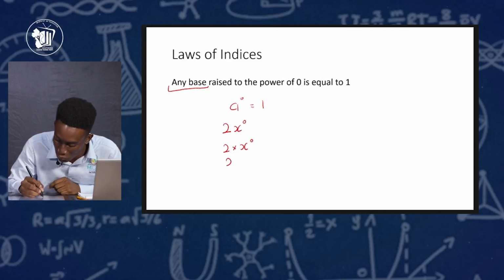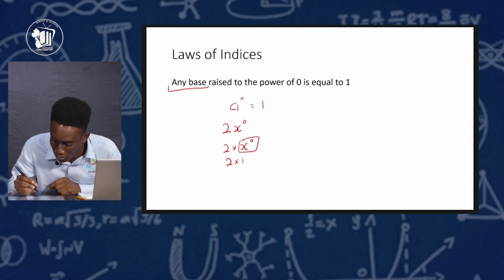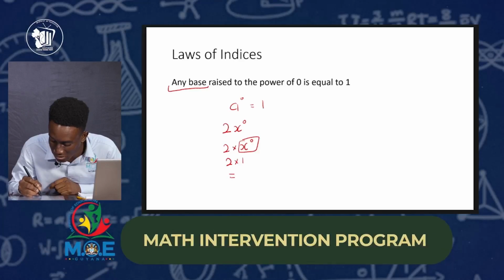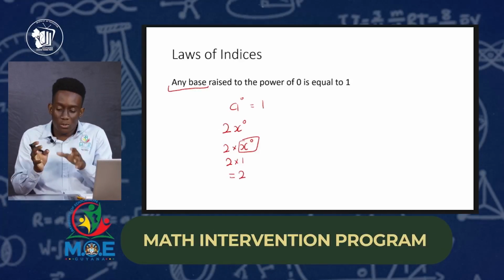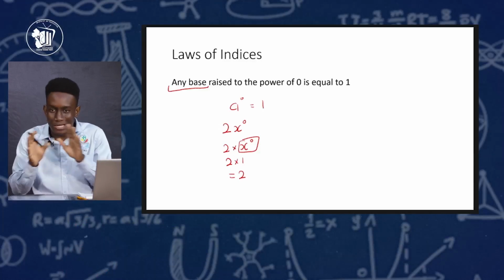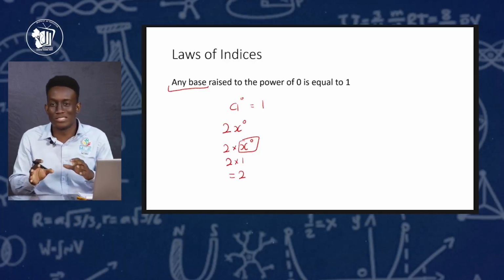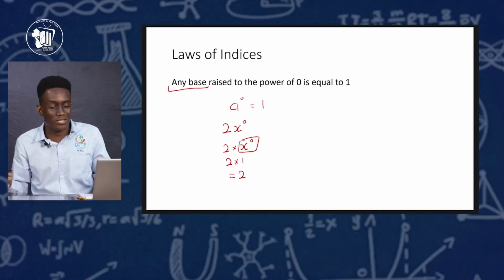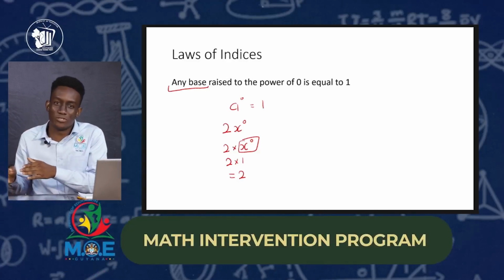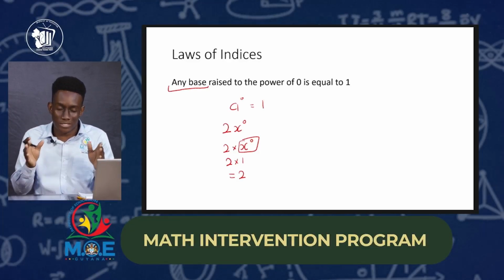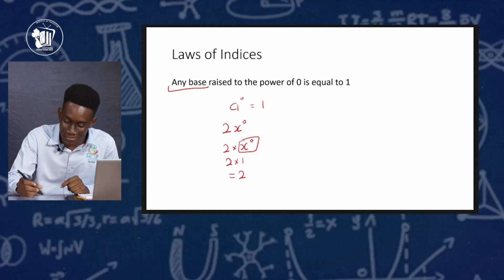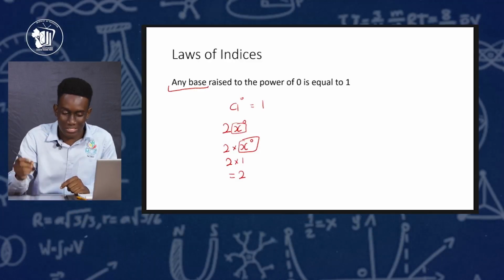So this will be 2 multiplied by, now this will simplify to 1. So 2 times 1 will give you 2. So 2x raised to the power of 0 will be equal to 2. So don't be carried away and say, oh, the 2x is raised to the power of 0, so it's 1. The x is being raised to the power of 0, not the 2x. So it's any base raised to the power of 0 is equal to 1. And in this case, the base that was being raised to the power of 0 is x.